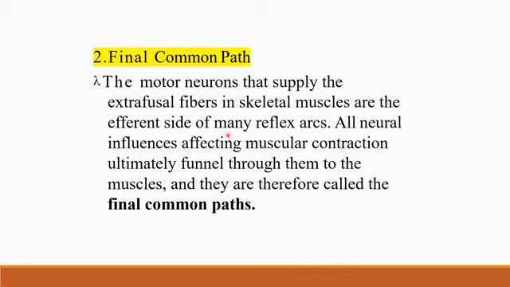Final common path. The motor neurons that supply the extrafusal fibers in skeletal muscle are the efferent side of many reflex arcs. All neural influences affecting muscle contraction ultimately funnel through them to the muscles, and therefore they are called the final common paths. So the alpha motor neurons, which are present in the ventral horn of the spinal cord, are the final common paths, because all the efferent fibers, that is, the neural influences affecting muscle contractions, ultimately funnel through the alpha motor neurons to the muscles. These are the efferent motor neurons, otherwise called final common paths.